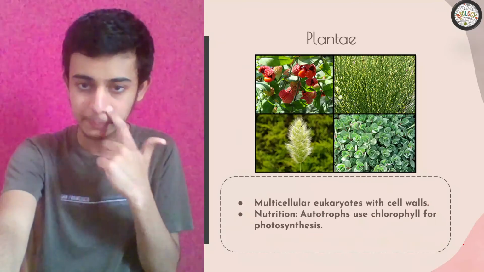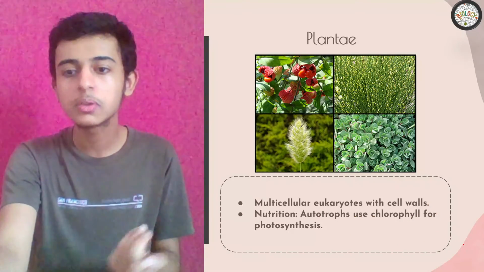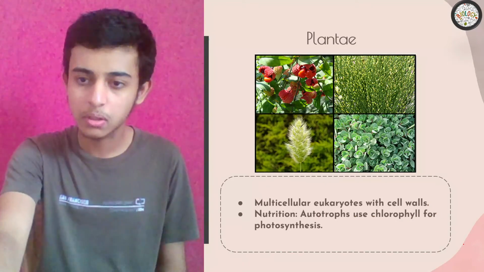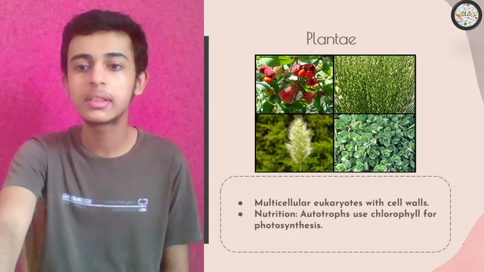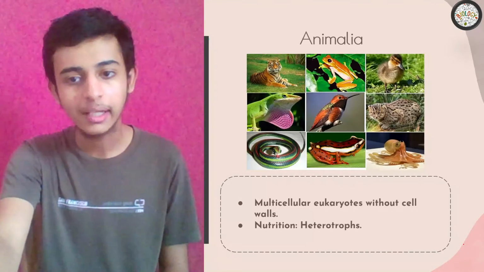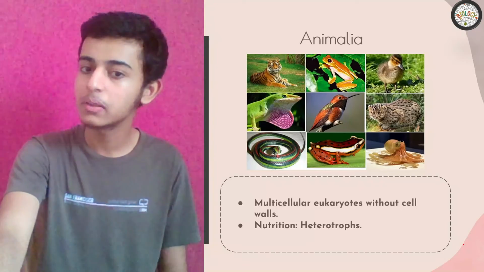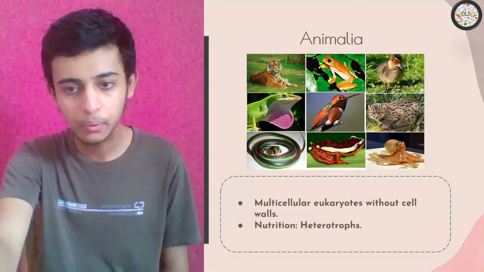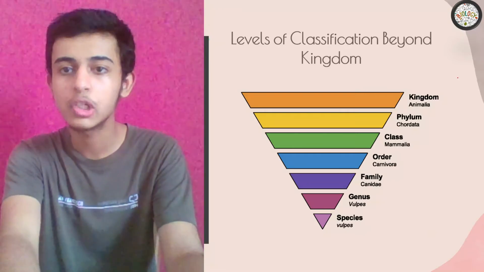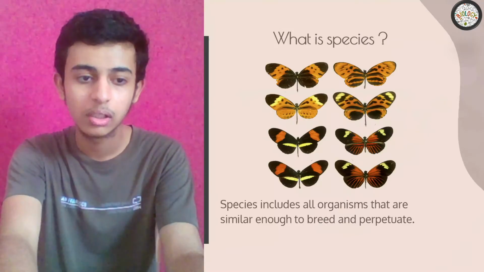Fungi, Plantae. They are the multicellular eukaryotes with cell walls. So they have cell walls basically, and they are autotrophic in nature. That means they use chlorophyll to prepare their own food. Animalia, they are multicellular eukaryotes without cell walls, and nutrition is heterotrophic. Now the levels of classification beyond kingdom.